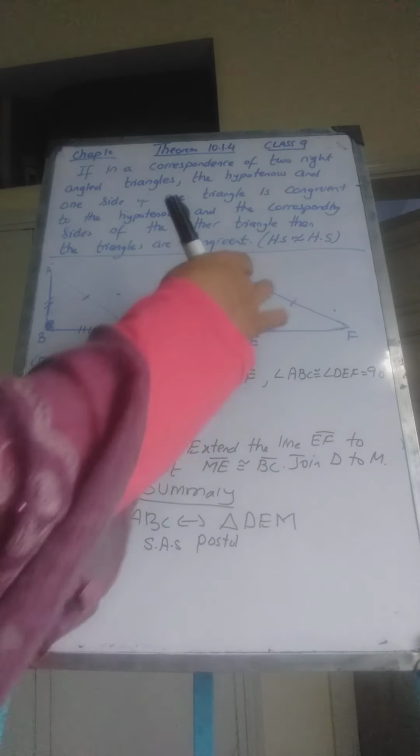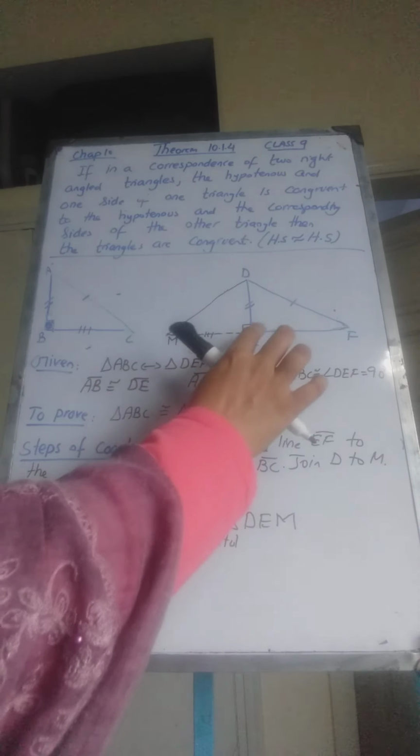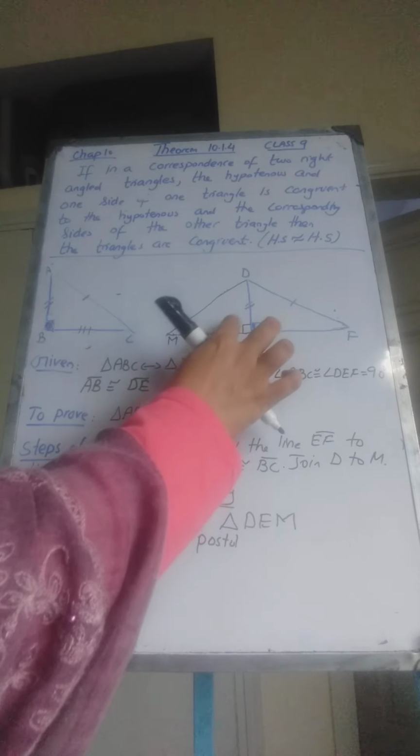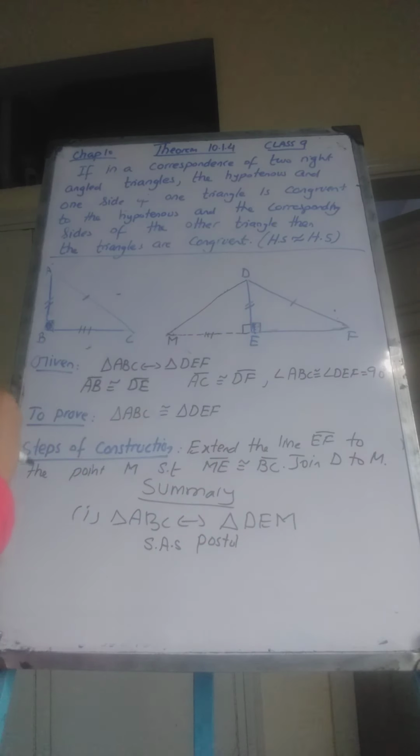We have taken angle E as 90 in the triangle DEF. As this is a straight line, and we know that the angle on a straight line is always equal to 180 degrees, so if this is equal to 90, then this will also be equal to 90.